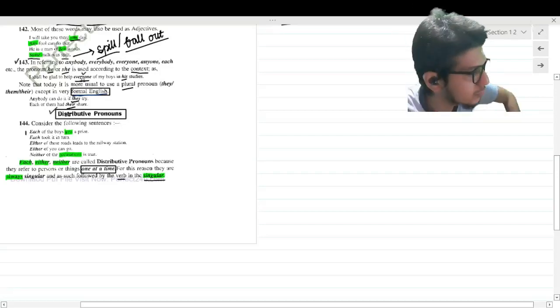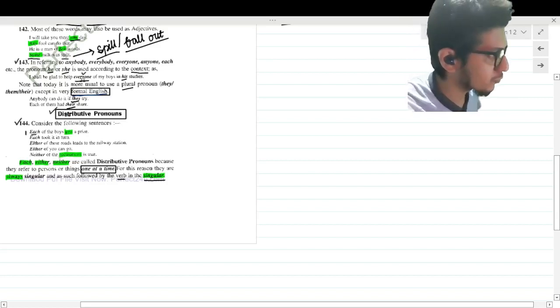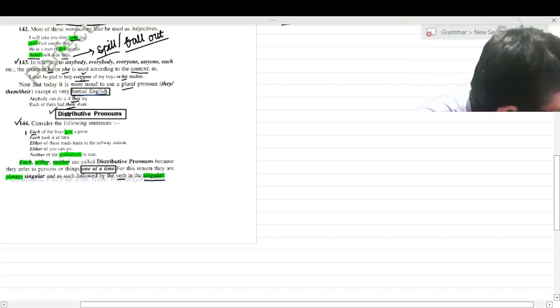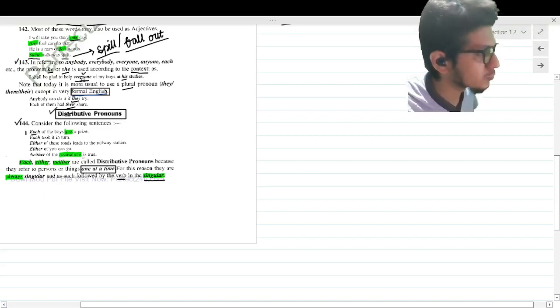Distributive pronoun. Okay. Rule number 144. Consider the following sentences. Each of the boys gets a prize. Here each is the distributive pronoun. Either of these roads leads to the railway station. Either of you can go. Neither of the accusations is true.